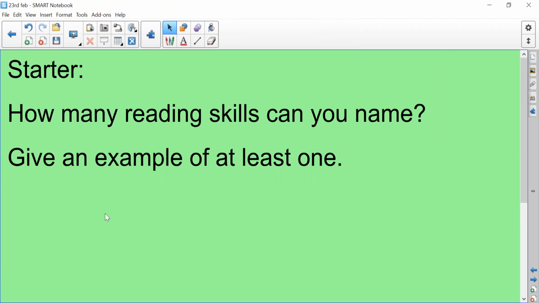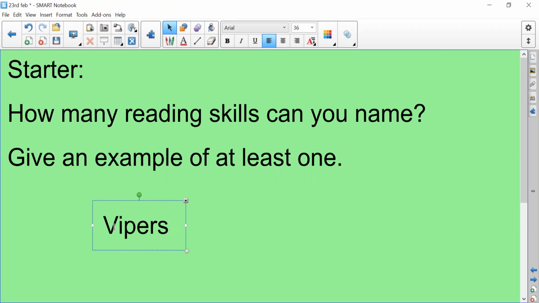Hopefully you remember our acronym VIPERS. That's some of the main reading skills: vocabulary, inference, prediction, explaining, retrieval that we're doing today, and summarize. You may have included some other ones, but they are the main ones that we talk about.